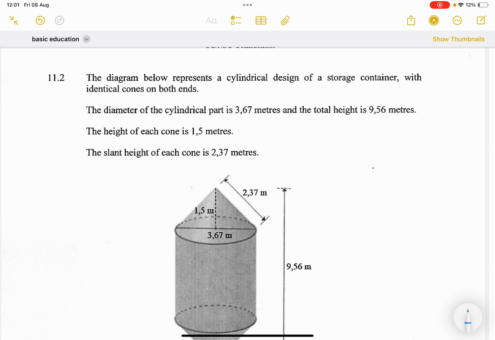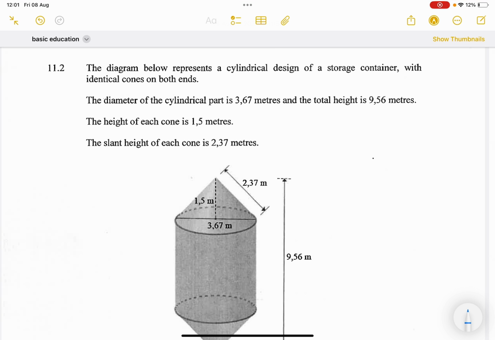All right. So let's quickly have a look at this question and let's see what it has in store for us. They say the diagram below represents a cylindrical design of a storage container with identical cones on both ends. They say the diameter of the cylindrical part is 3.67. Okay, there it is. It's indicated. Okay, let me just get my pen ready. That's our diameter over there.